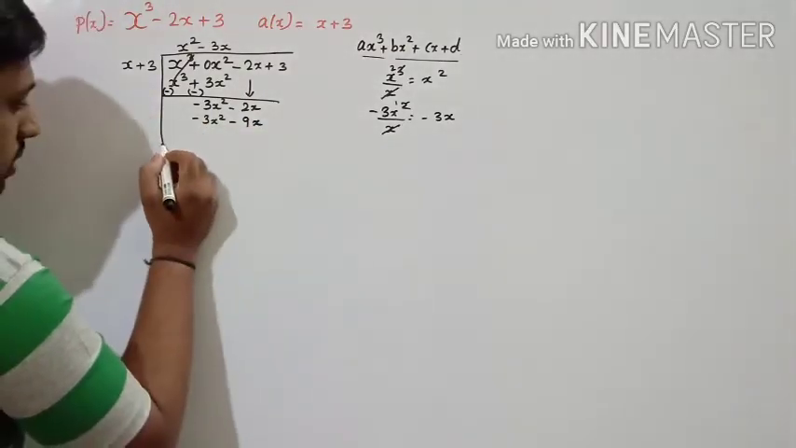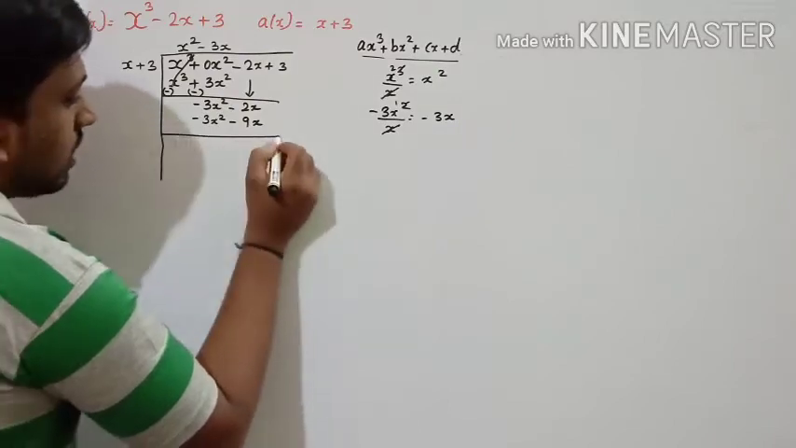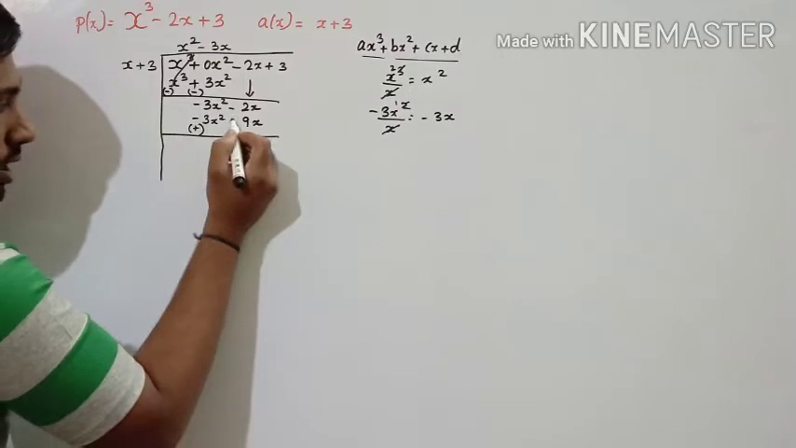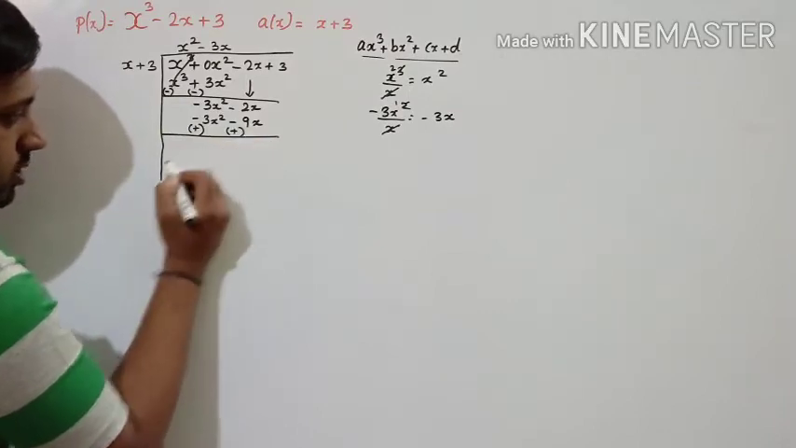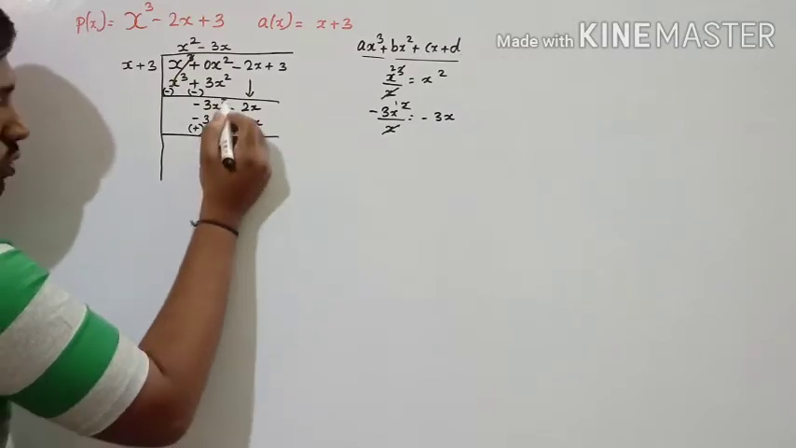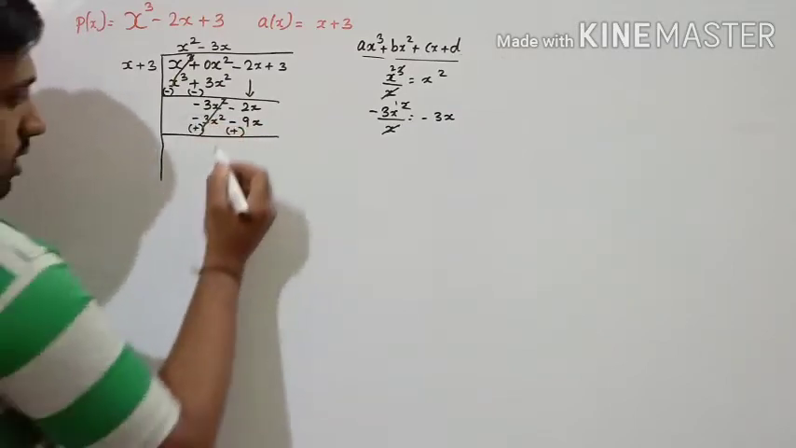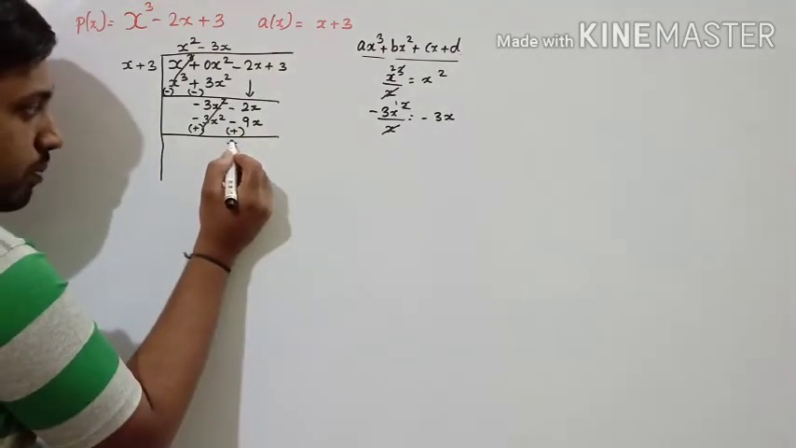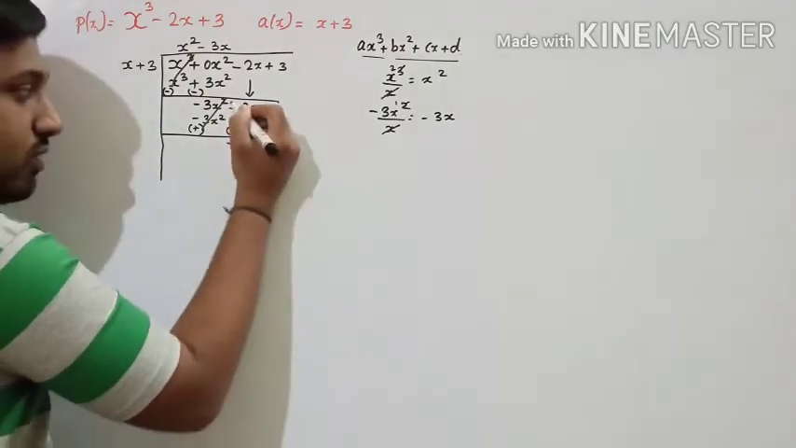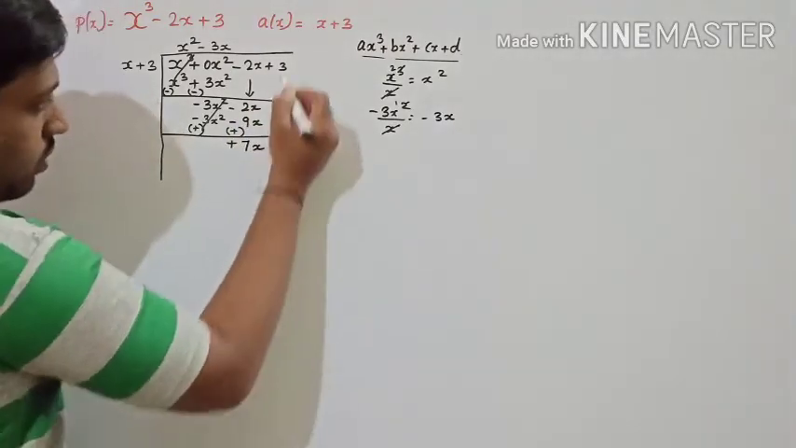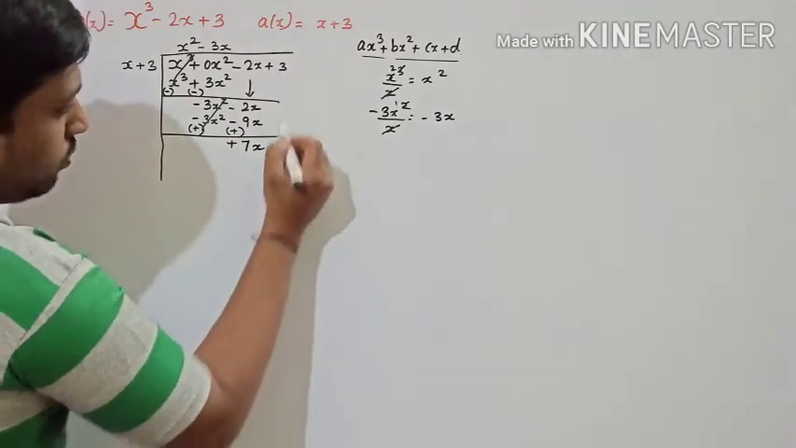So again I am going to subtract this. Here I have a minus sign, I am going to change it to plus. Here also minus, I am going to change it to plus. So minus 3x square and plus 3x square get cancelled. And here I have minus and plus. The greater number has the plus sign, so I am going to take plus. Since we have different signs, I subtract: 9 minus 2 is 7x. Now this 3 is remaining, right? I am going to bring this 3 down here.